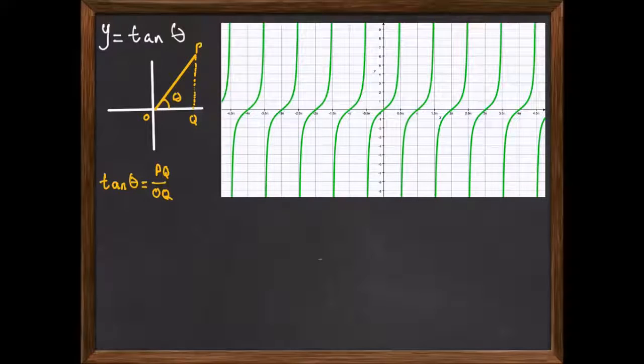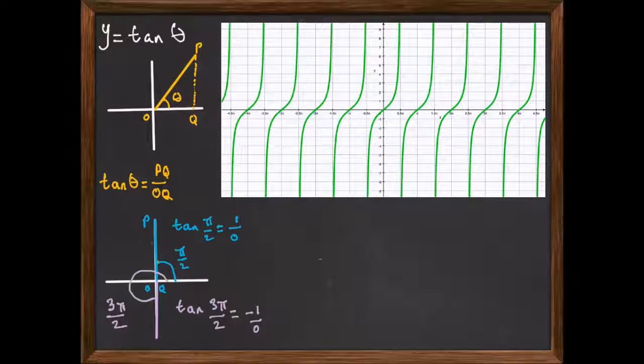Now let's take a look at tangent theta. Starting with the Cartesian diagram as before, tan theta equals PQ over OQ. When theta equals pi over 2, OQ equals 0 and PQ equals 1. Therefore, tan theta is undefined because we are dividing by 0. A similar observation can be made when theta equals 3 pi over 2. OQ equals 0 and PQ equals minus 1. Therefore, the tangent of 3 pi over 2 is undefined.